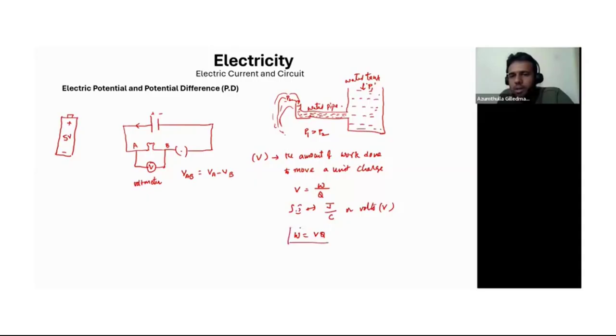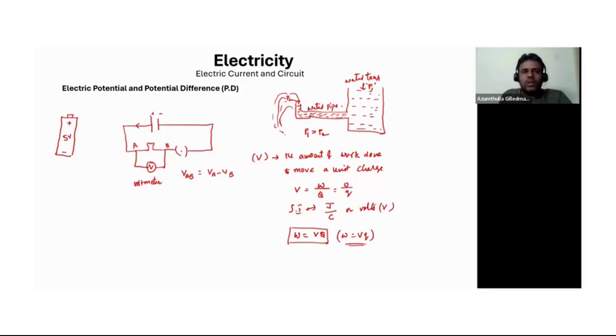Understood? So capital Q is the total amount of charge. If we are just talking about a small charge, then we can also write this as W by small q, or W equal to V into Q. So it is basically the amount of work done to move a unit charge or Q amount of charge. Then the potential difference V equals W by Q, and its units are joule per coulomb or volts.